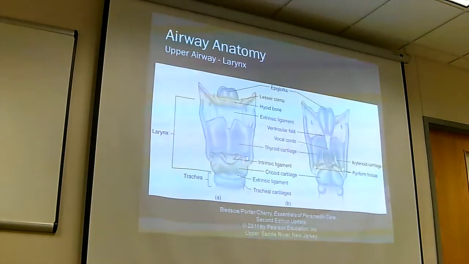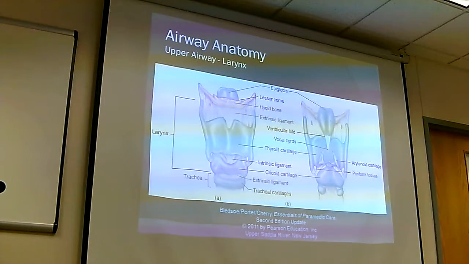Okay. Again, I'm going to leave this picture up while I talk about the anatomy. So the epiglottis is a cartilaginous flap that protects the airway during swallow, right here. It's also the site for your blade, depending on what blade you're using.